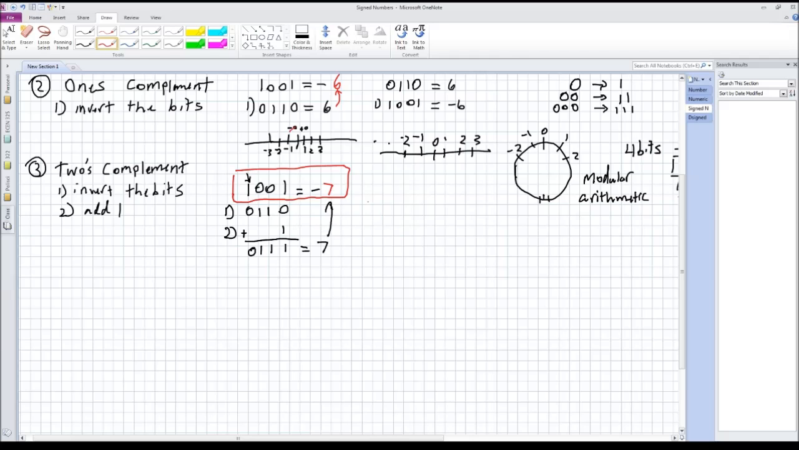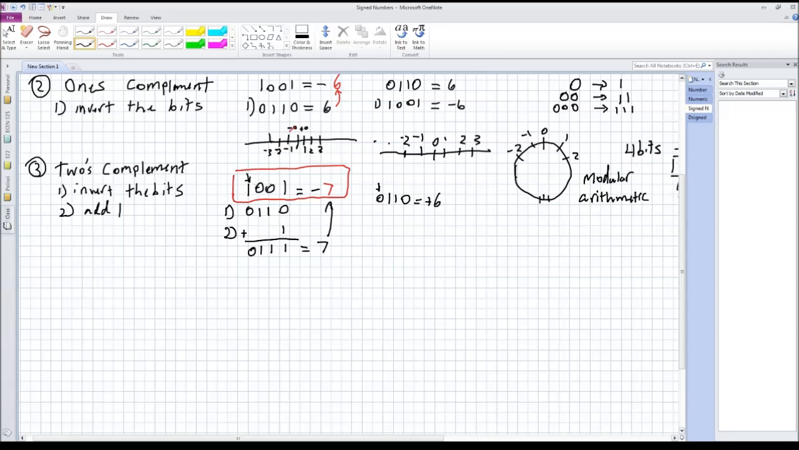And if we wanted to look at it another way, let's do another example. Let's say we want to figure out what the decimal form of 0, 1, 1, 0 is. Well, this first bit is a 0, so we know it's a positive number, and since it's positive, we don't actually have to take the 2's complement. We already know what it is. This is the form that we can understand easily. This is positive 6.